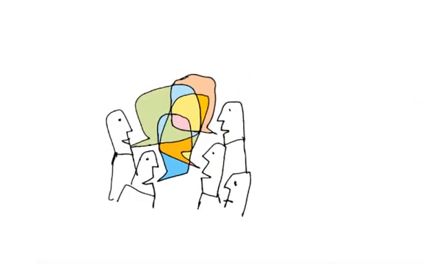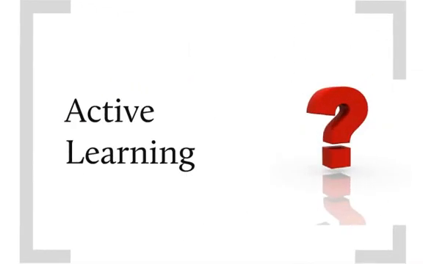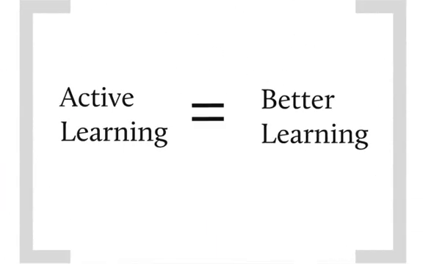So what about these examples are considered active learning? In our face-to-face and online class examples, the small group discussion is active learning, as is the preparation for the presentation itself, and the peer review of the presentation. Each step in the process is itself a distinct active learning strategy. Since students retain more information during active learning, simply stated, active learning equals better learning.